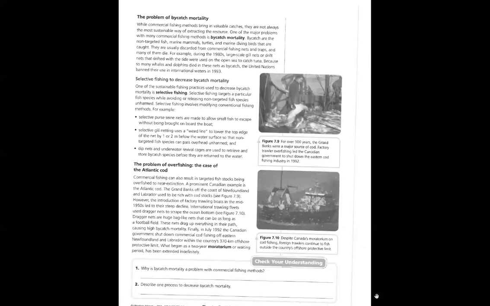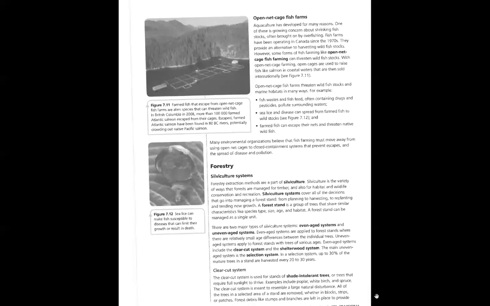Can have a huge impact. It could also be marine mammals. It could be dolphins or something getting caught in your net and dying. So you do not want that to happen. To look at selective fishing, look at some of those that allow you to not just go out and fish everything and throw away anything you don't want and have a high bycatch mortality. Open net cage fish farms, we did go over a little bit.